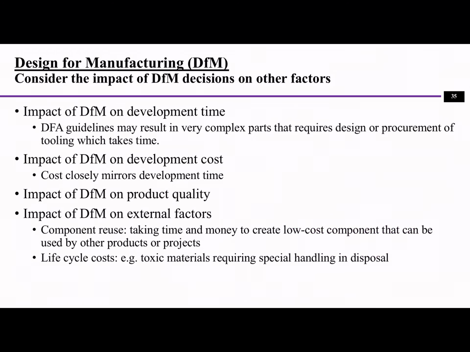Lastly, for design for manufacturing, consider the impact of design for manufacturing decisions and other factors. Because design for manufacturing itself is an activity, right? It also takes some time, and sometimes it also involves purchasing new equipment, new materials or toolings. So there's an investment in it. You have to think about how this kind of investment will affect other activities in the product design.